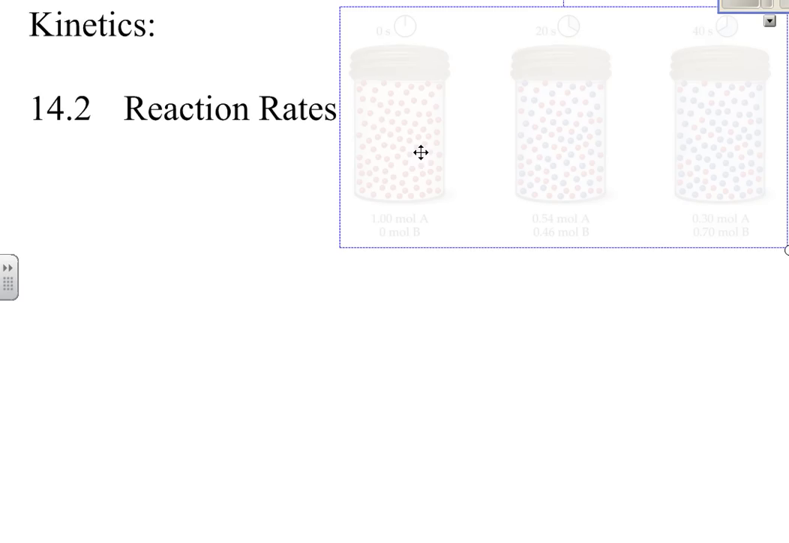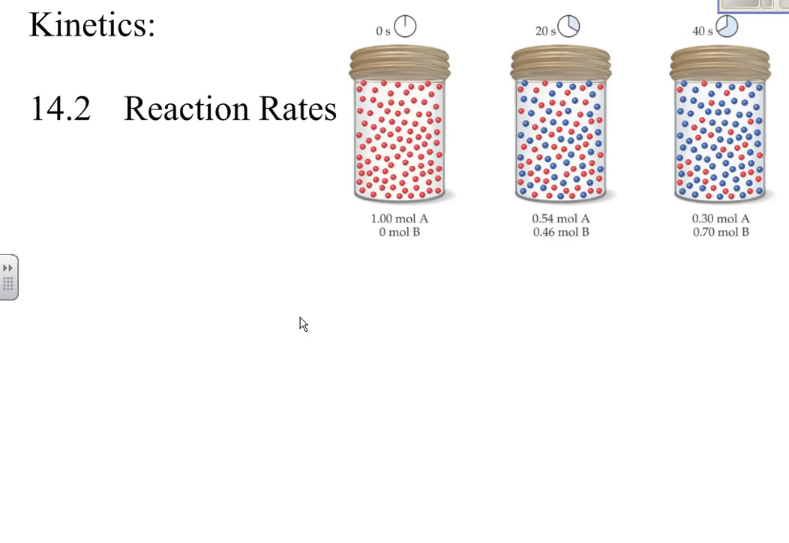So if we take a look at a chemical reaction, just simple A going to B, we have a certain number of A molecules at the start, and then as the reaction progresses, the amount of A goes down, the amount of B goes up. So we could look at the rate of this reaction either in terms of the decrease in number of moles of A or in the increase in number of moles of B.